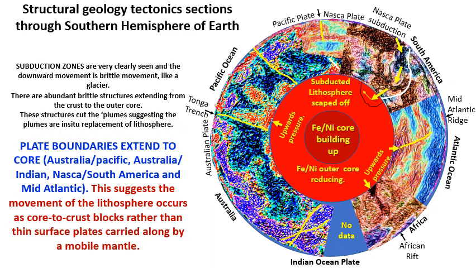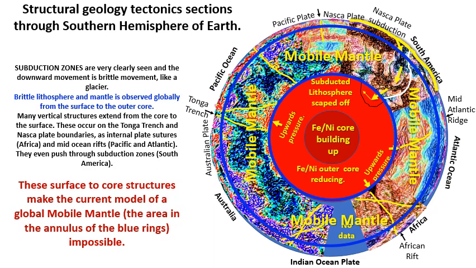This image shows that the plate boundaries extend to the core. This suggests that the movement of the lithosphere occurs as core to crust blocks, rather than thin surface plates carried along by a mobile mantle. These surface to core structures make the current model of a global mobile mantle, in the area in the annulus of the blue rings, impossible.